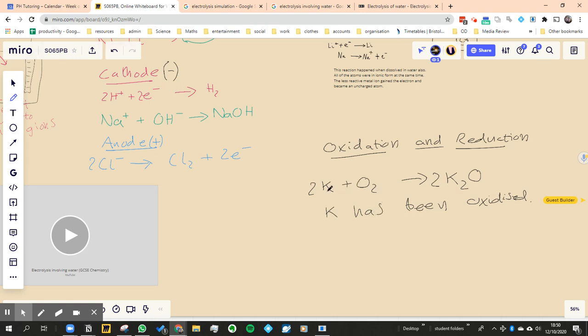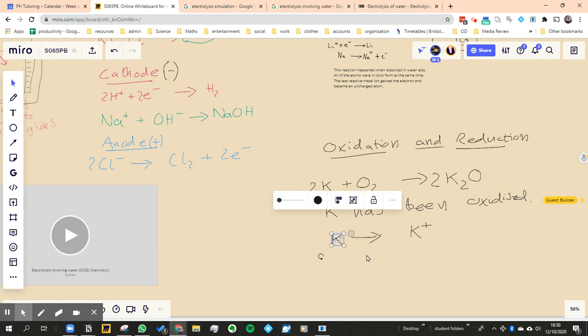So we've got potassium reacting with oxygen, producing potassium oxide. So potassium has been oxidized. That's not too hard to understand. If we draw a half equation, then we've got potassium becomes K plus, because over here it's K plus.